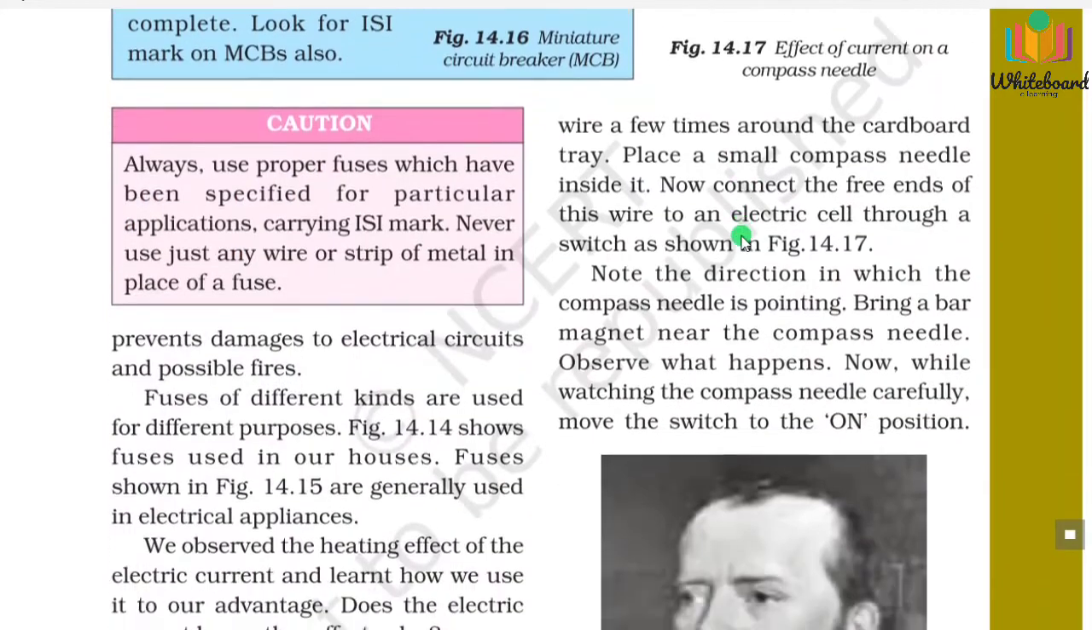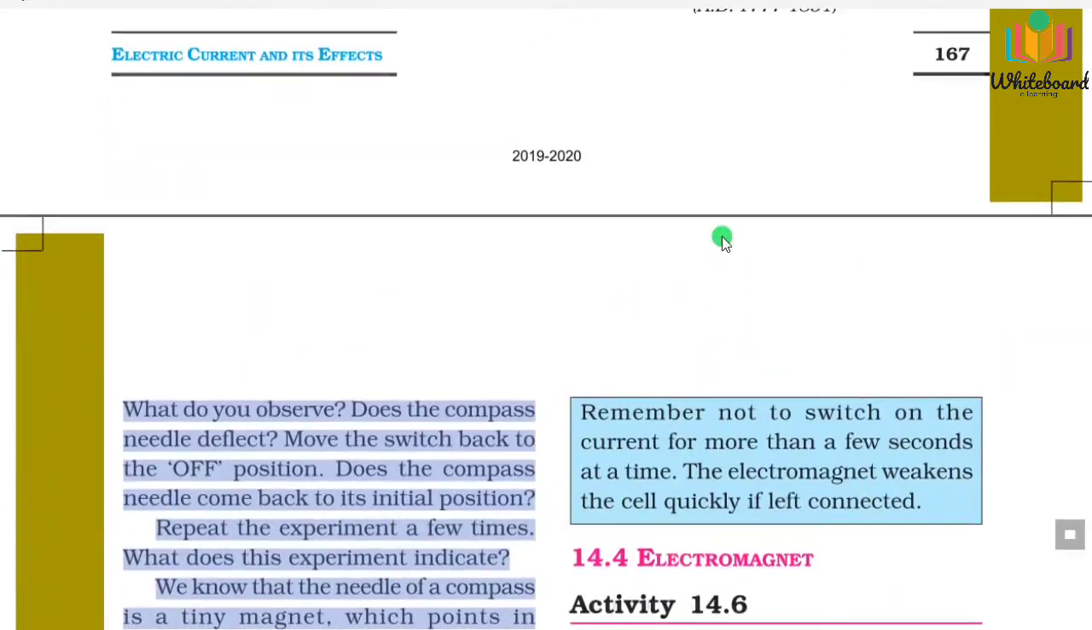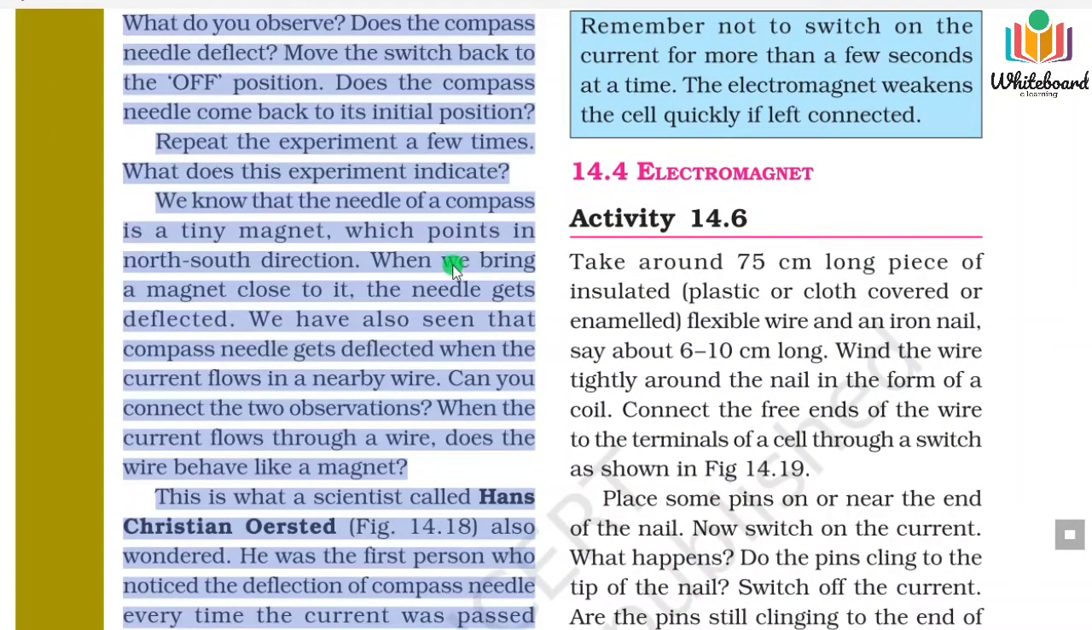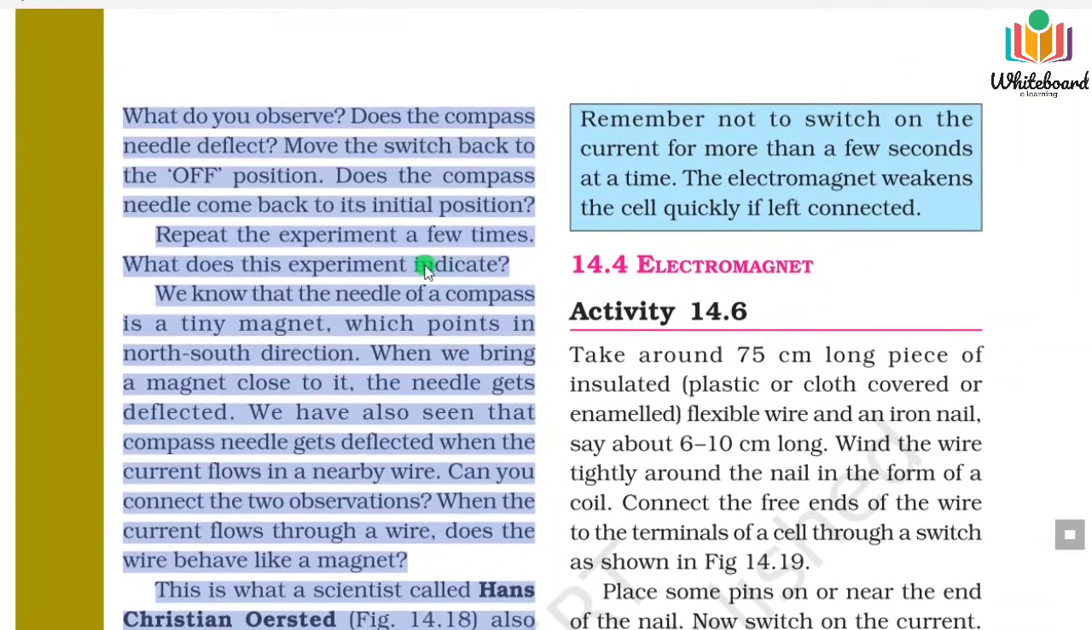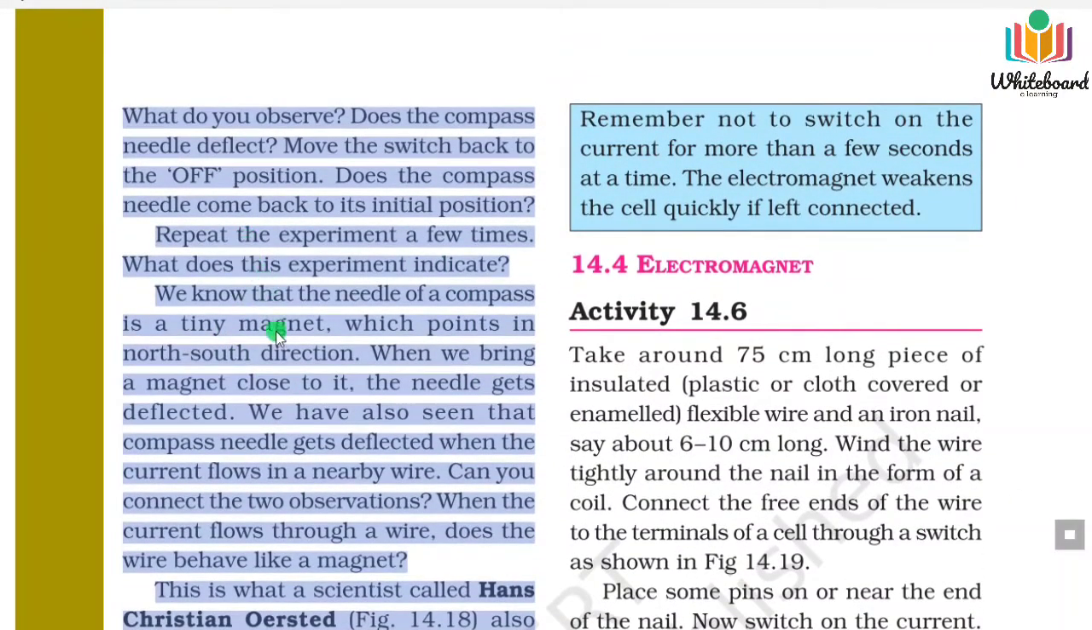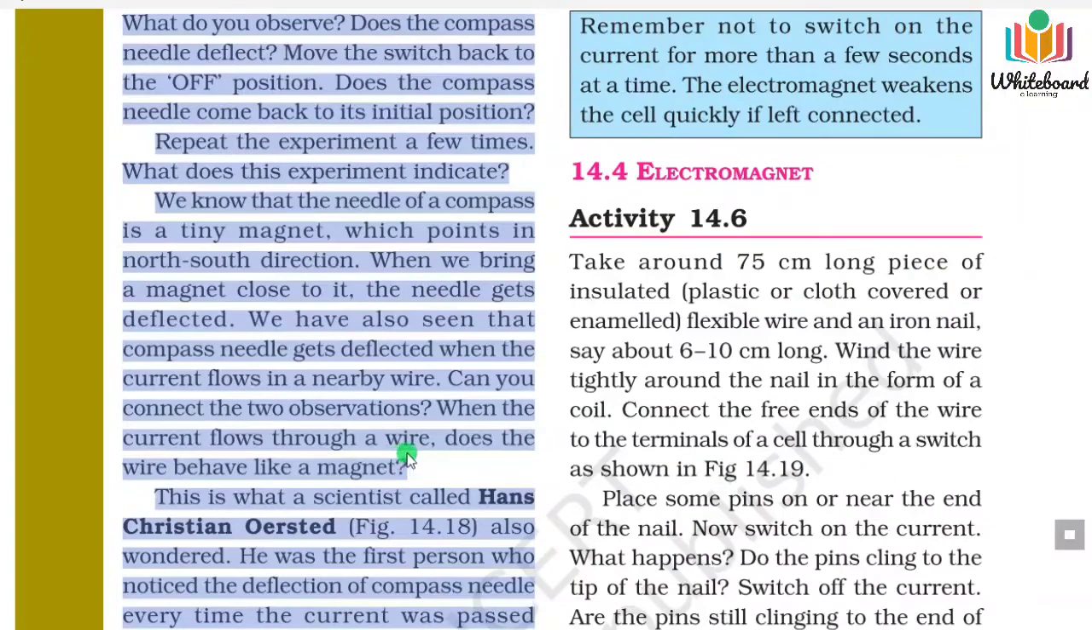This thing has been discovered by Hans Christian Ørsted, and that is a great discovery. So we'll read that discovery here. Points in north-south direction. When we bring a magnet close to it, the needle gets deflected. We have also seen that the compass needle gets deflected when the current flows in a nearby wire. Can you connect the two observations? When the current flows through a wire, does the wire behave like a magnet?